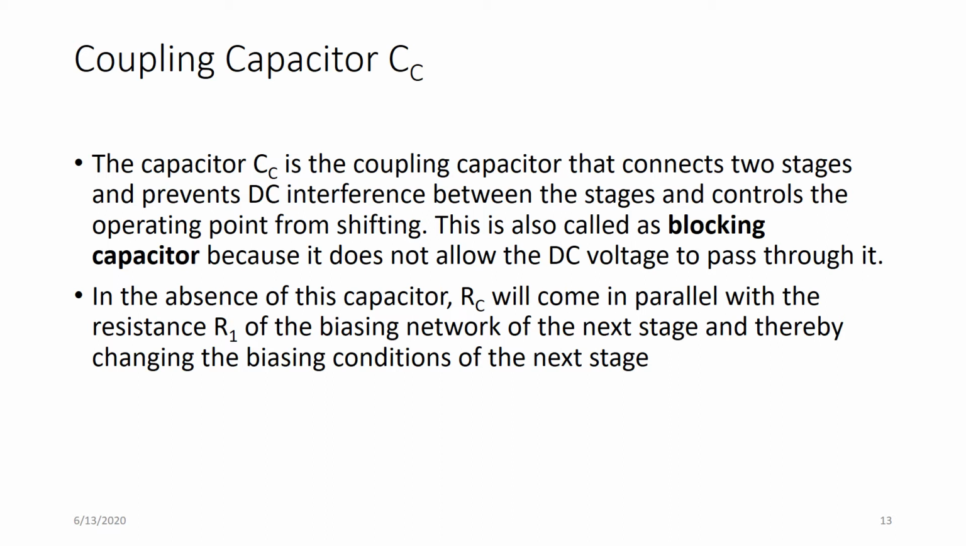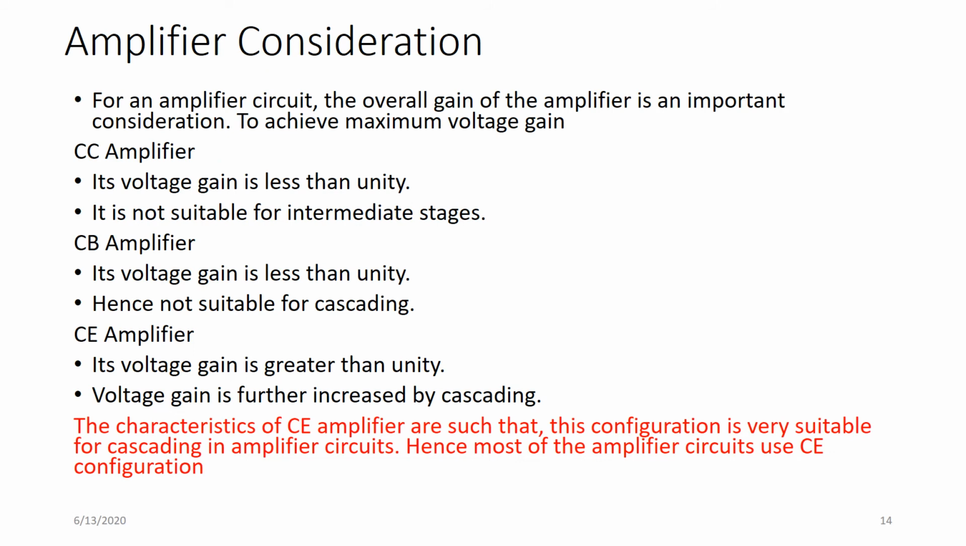In the absence of this capacitor, RC combines in parallel with the resistance R1 of the biasing network of the next stage and thereby changes the biasing condition of the next stage.